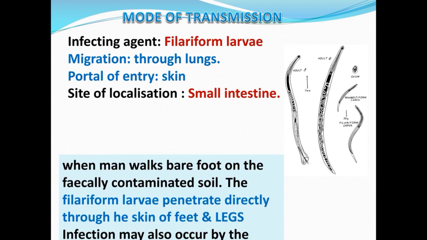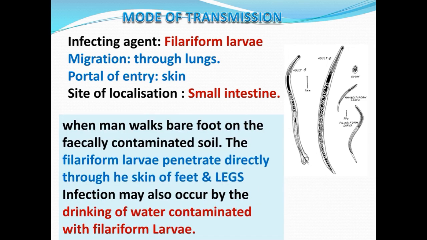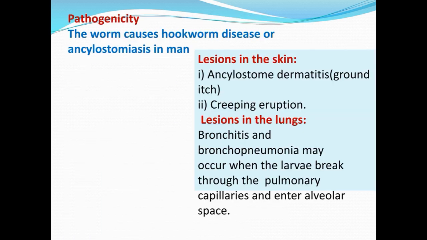When man walks barefoot on fecally contaminated soil, the filariform larvae penetrate directly through the skin of the feet and legs, and infection may also occur by drinking water contaminated with filariform larva. Pathogenicity: the worm causes hookworm disease or ancylostomiasis in man, with lesions in the skin and lesions in the lungs, affecting the respiratory system, causing bronchitis and bronchopneumonia, and the larva may also break through the pulmonary capillaries and enter the alveolar space.